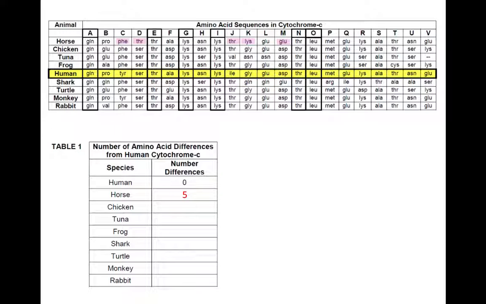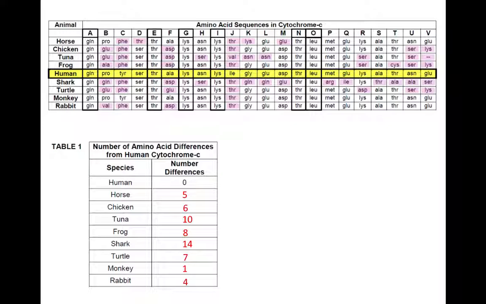And then the next row down is the chicken, and it looks like there are 6 differences. The next row down is the tuna, and there are 10 differences. The frog has 8 differences. The shark looks like it has quite a bit, 14. The turtle has 7. The monkey only has 1 difference in column J. And then the rabbit has 4 differences.